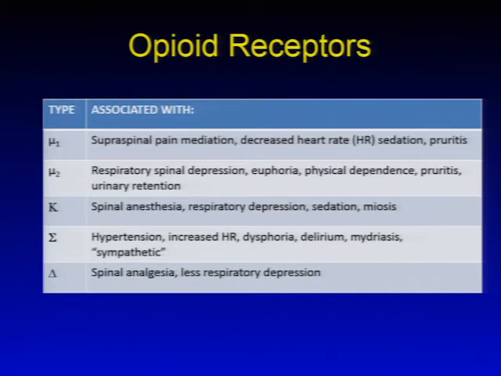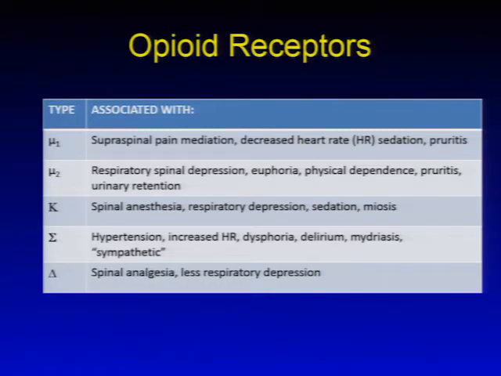Next, we're going to move toward opioid receptors. Opioid receptors are listed below. These are the 5 most typically seen. Mu1, which is associated with supraspinal pain mediation, heart rate decreases, sedation, and pruritus. Mu2, respiratory spinal depression, physical dependence, euphoria, and pruritus, as well as urinary retention.